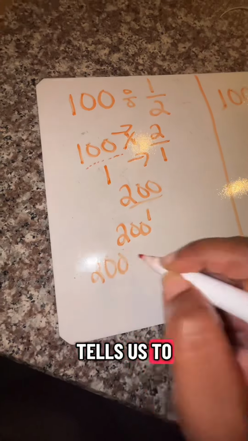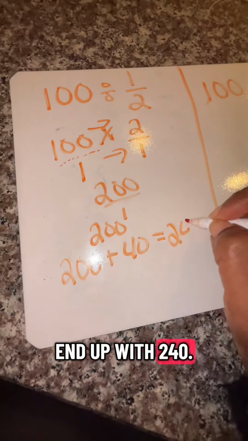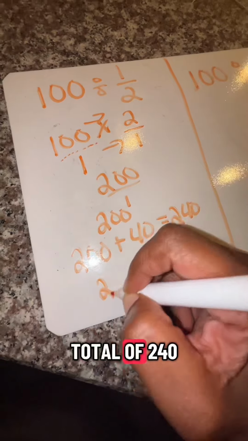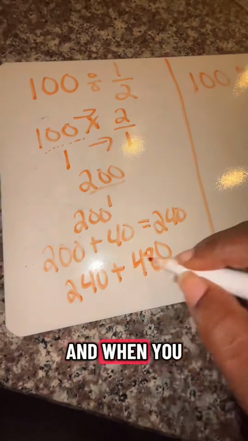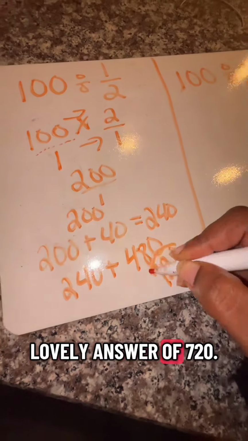The next step tells us to add 40, so you would end up with 240, and you have to take this whole total of 240 and increase it by twice as much, which is going to give you 480. And when you add that together, you are going to get the lovely answer of 720.